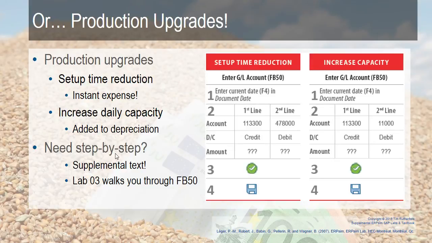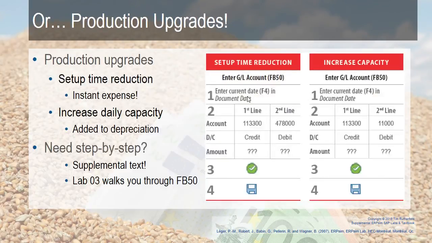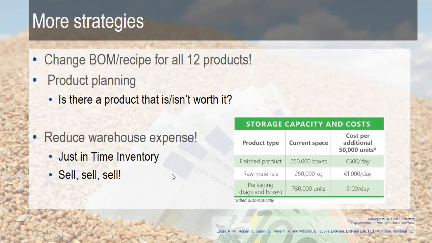If you need step-by-step instructions for this, and you probably will the first couple of times you do this, if you go to Lab 3 within the supplemental text, it actually tells you how to do this. And the only difference between this and this is this account number here, and on the loan repayment, right there. So the instructions within Lab 3 will tell you how to do FB50, so don't feel like you have to understand what this is. The supplemental text does have that for you.